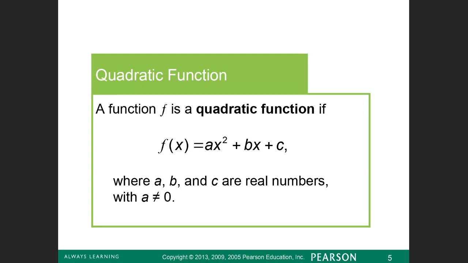Quadratic function. So here's the first form of a quadratic function. This is in polynomial form. As you can see, there is an a, a b, and a c. Those are all real numbers.